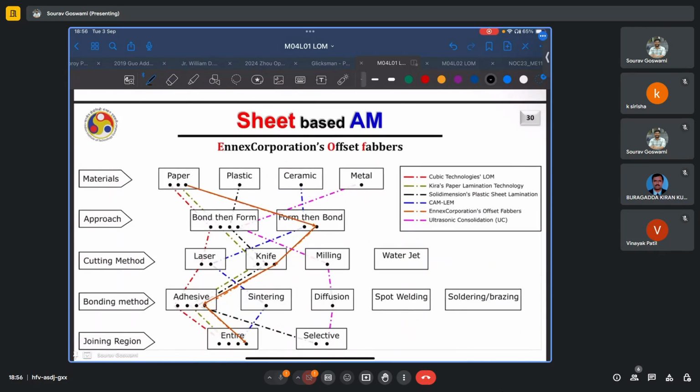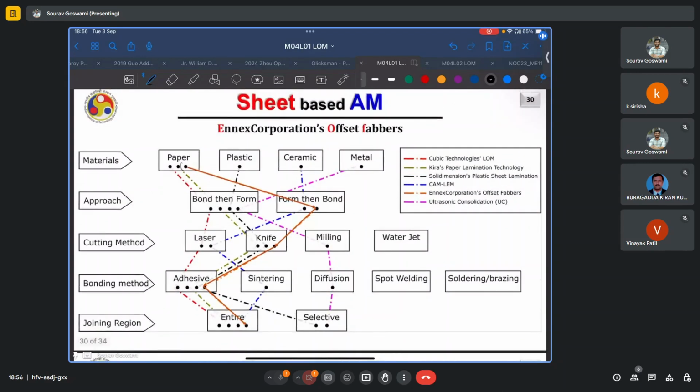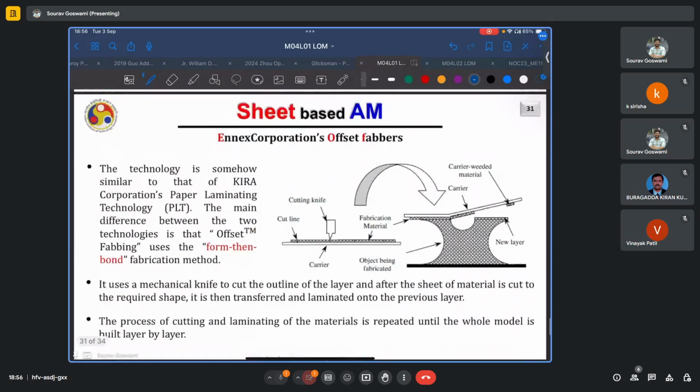The next one is NX Corporation's offset fibers, which again uses plastic paper as the raw material, uses a form and then bond approach, has a mechanical knife for cutting, will use an adhesive, and again the entire region is joined. However, this is somewhat different from the classical processes that we have looked at till now, and maybe that is why it does not really have a lot of commercial implications either. However, for the sake of completeness, we'll just look into it.